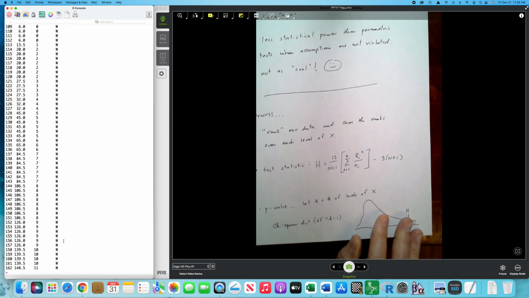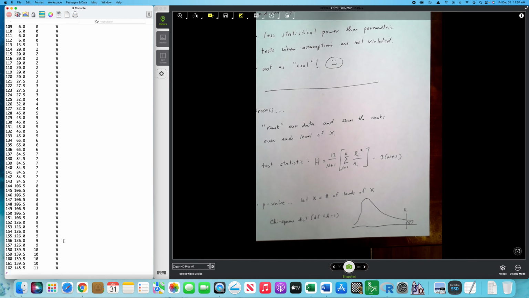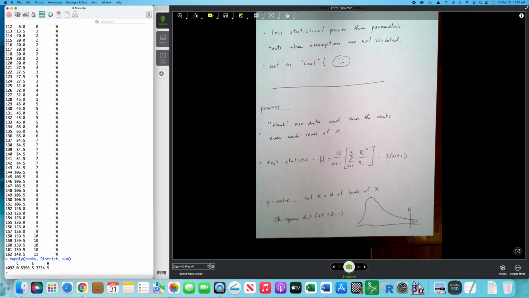Let's see, I thought I gave you, oh yeah. So I need the sum of the ranks, so I can do tapply, ranks over district, and do sum. So there are the sum of the ranks in each district. Now I can calculate the test statistic, and let's just do that. It's going to take a little bit of work. It's going to drive me insane, but it is what it is.